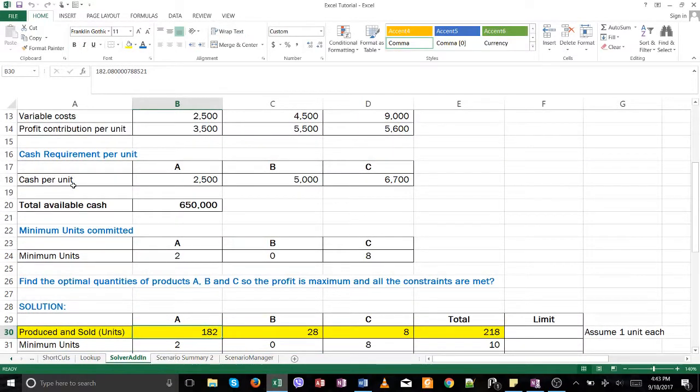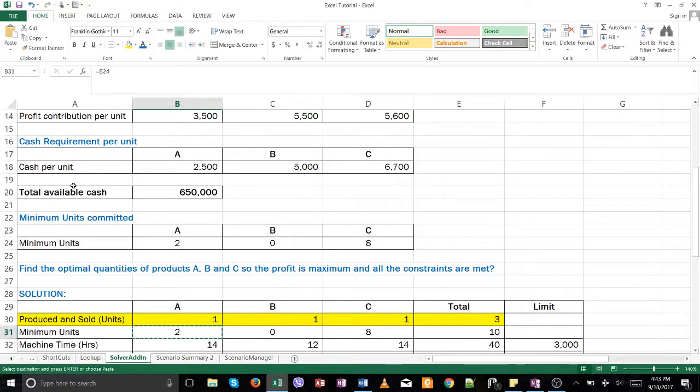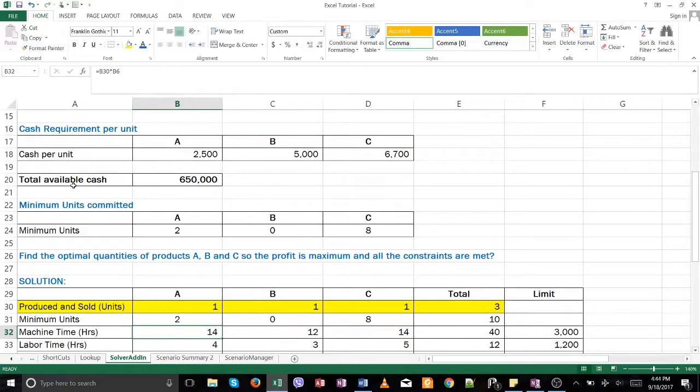So first let's set up the problem. Let's assume the produced and sold units are 1 each. Okay, so in total then 3 units will be produced. So we are just assuming 1 unit each. Now the minimum units that is required is 2, 0 and 8.